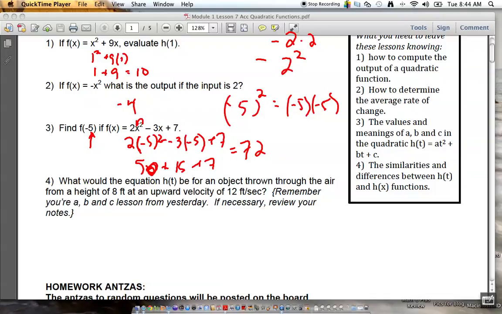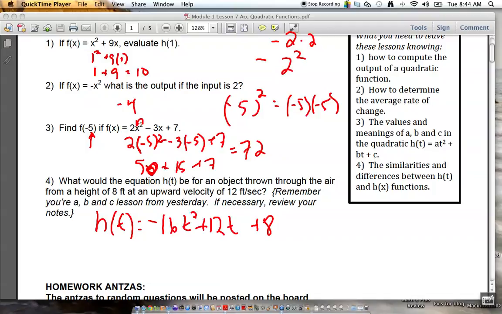What would the equation be for an object thrown through the air from a height of 8 feet with an upward velocity of 12 feet per second? H of t equals, we know it's about feet, so it's got to start with negative 16t squared. That's something we simply have to remember. It's always either negative 9.8 or negative 16, depending on English or metric. Metric's negative 9.8, English is negative 16. Then it's upward velocity plus 12t, and then the height it starts from, plus 8. Okay? Any question about that?